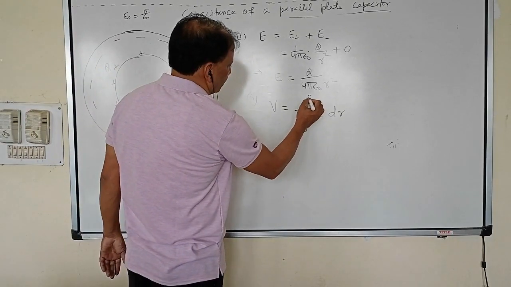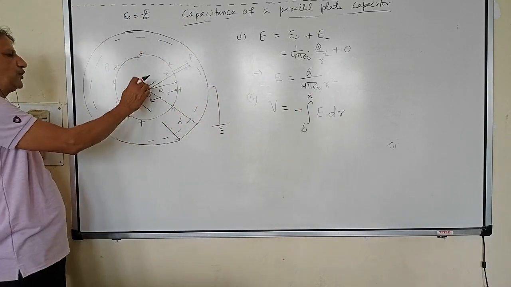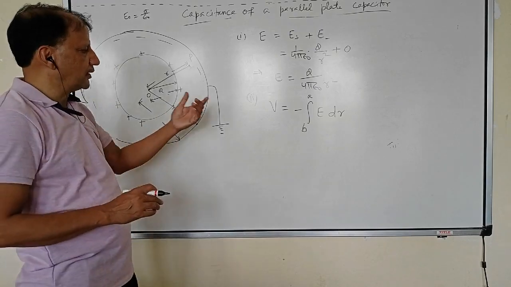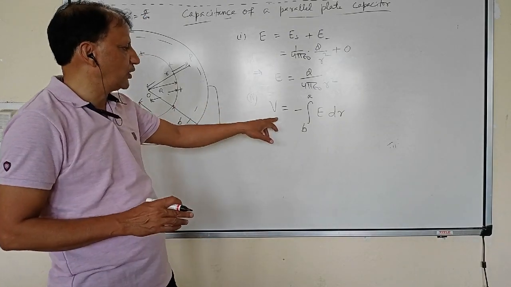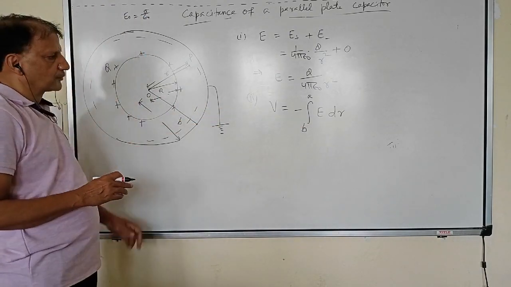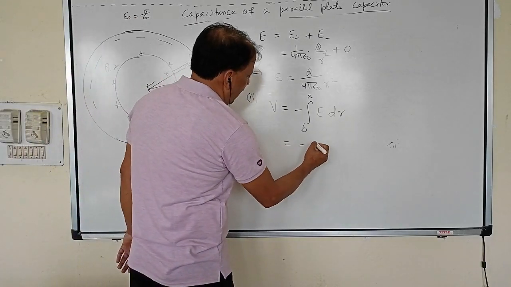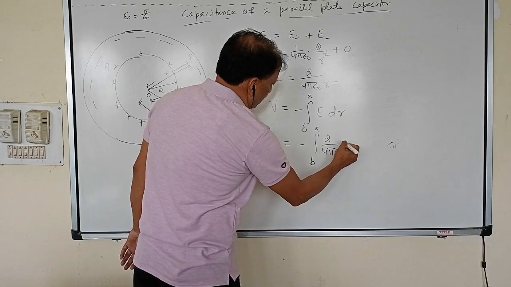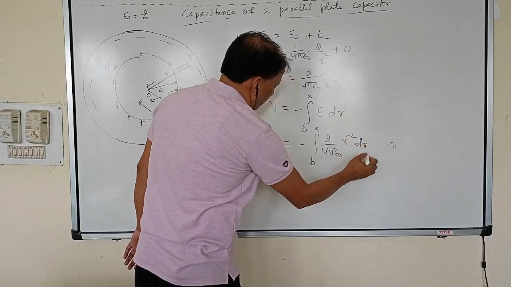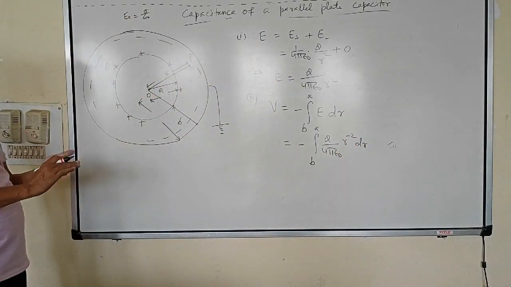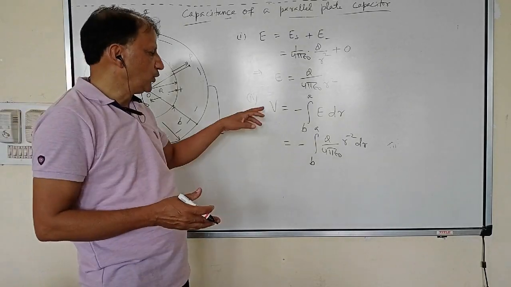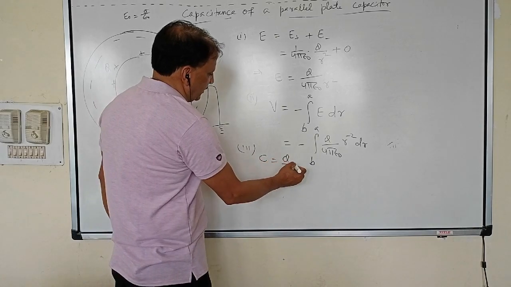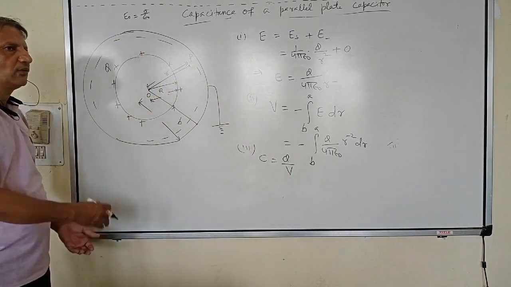The work done in bringing a charge from the negative plate to the positive plate is the potential difference, from the definition. So you put the limits and the value of E, minus integral of Q upon 4 pi epsilon naught R to the power minus 2 dr. The rest of the job you have to do. You calculate this V. Then in the third step, you find the capacitance C equal to Q by V.